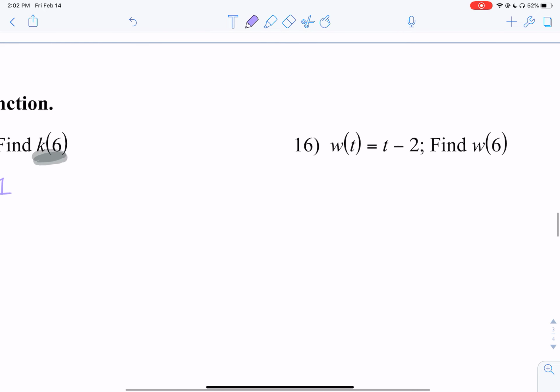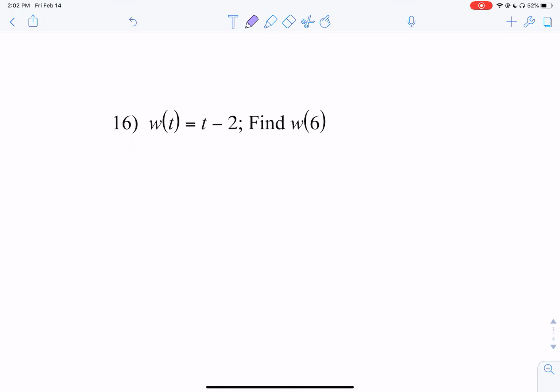And number 16 is the exact same thing. Finding w of 6 means that we're going to replace the t with 6. And all we're going to do right now is just subtract them. 6 minus 2 is 4. All right, 6 minus 2 is 4. So that's going to be your solution for number 15 and 16.